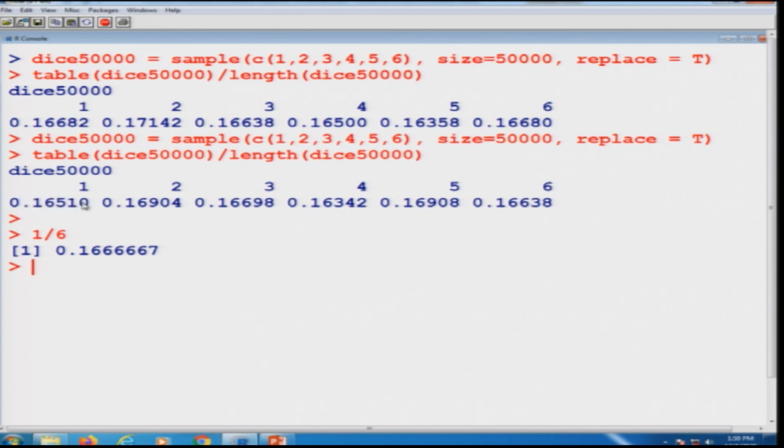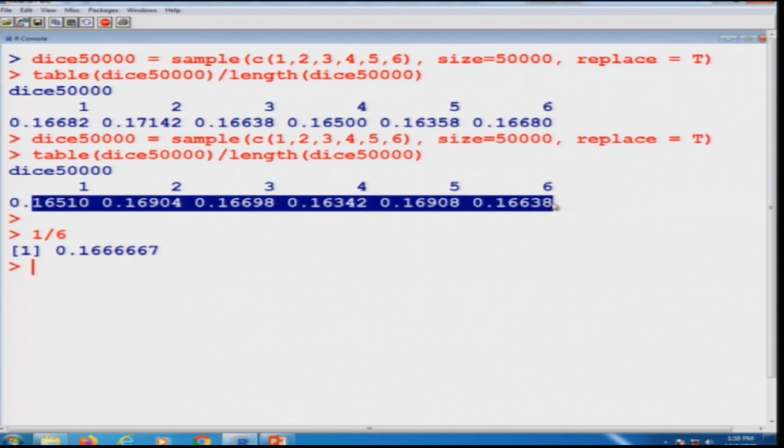So, for example, this value 0.16510 is the relative frequency of observing 1, and we have computed it on the basis of 50,000 observations, which is quite large. So, you can see that this value is stabilizing as the number of times the experiment is repeated increases, and so one can believe that these values are going to be the real probabilities of observing 1, 2, 3, 4, 5 or 6 when we roll a dice. Don't you think that this is very convincing?